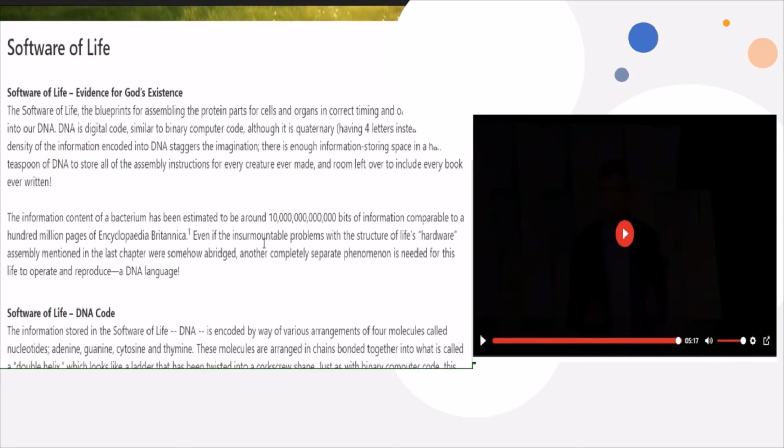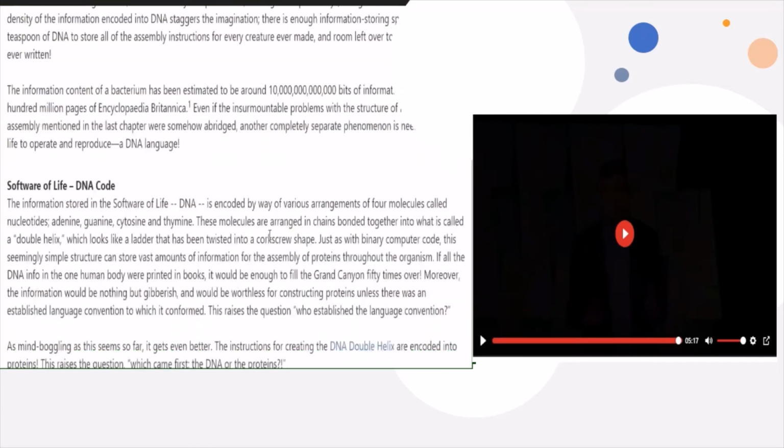Even if the insurmountable problems with the structure of life's hardware, mentioned in the last chapter, were somehow overcome, another completely separate phenomenon is needed for this life to operate and reproduce: a DNA language. Man, peep this slang. Software of life, DNA code.